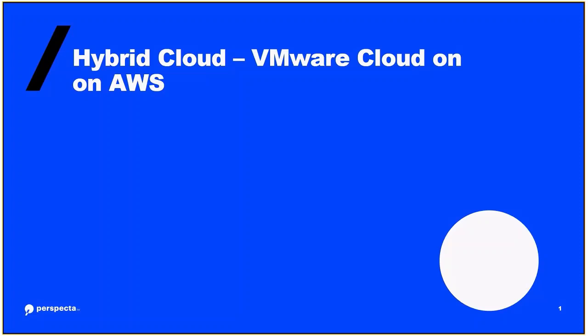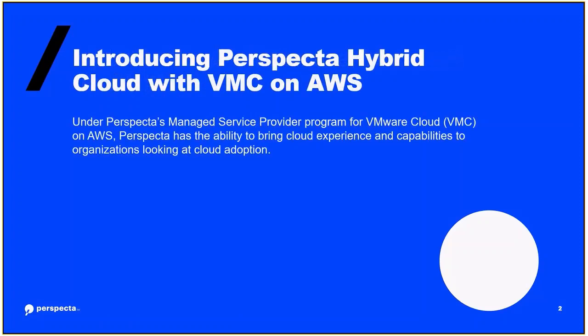Today I'll be demonstrating the Perspecta VMware Cloud on AWS capability, as well as our Managed Service Provider portal and an instance of the software-defined data center, and we'll provide a live demonstration of migrating VMs from on-premises to the VMware Cloud. The VMware Cloud on AWS offering is available from Perspecta as a managed service provider under VMware's MSP program. Perspecta is officially an MSP provider for VMware Cloud on AWS.